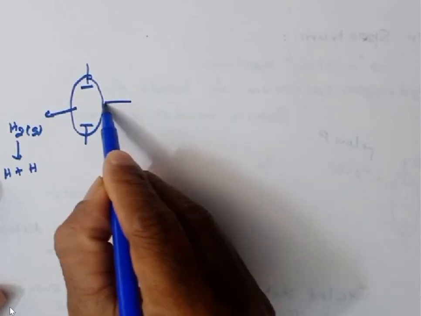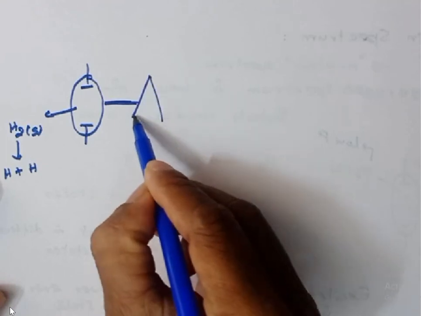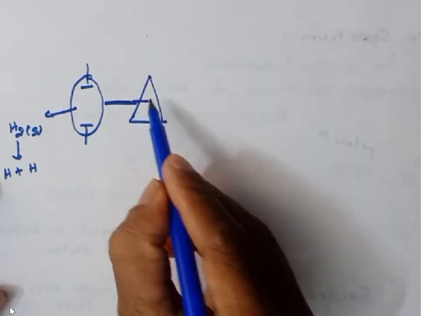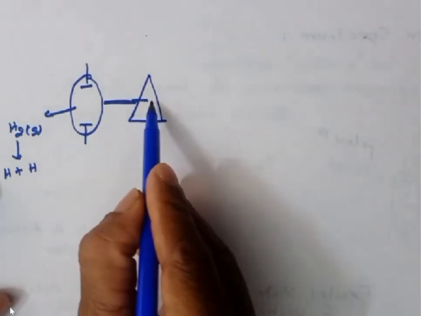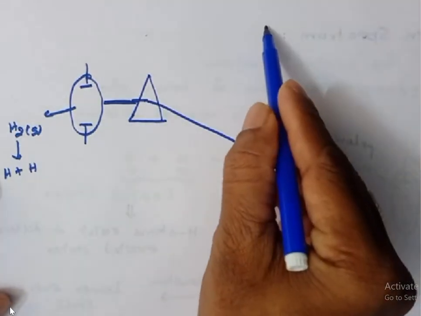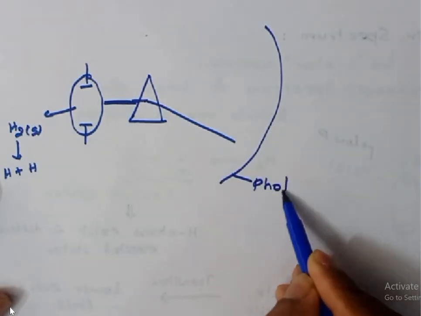And when we pass this radiation through a prism, these radiations get dispersed. So if you keep a photographic plate here, so this is the photographic plate.